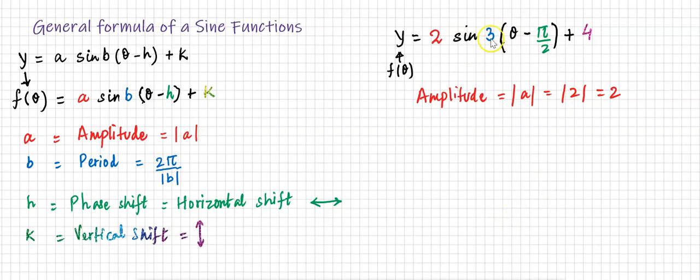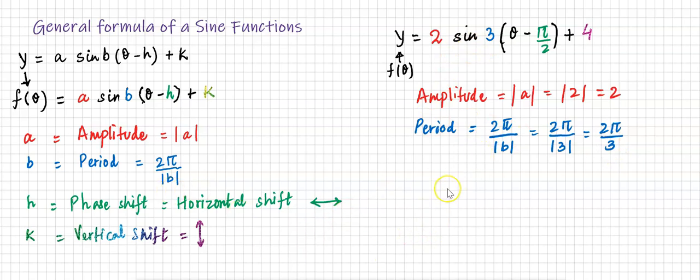How much is b? You can see b is 3. And b is what? B gives the period of the function. How do we calculate it? The period is calculated by 2 pi over the absolute value of b. Now 2 pi over the absolute value of 3 is 2 pi over 3. So the period is 2 pi by 3. That's the period of this function.